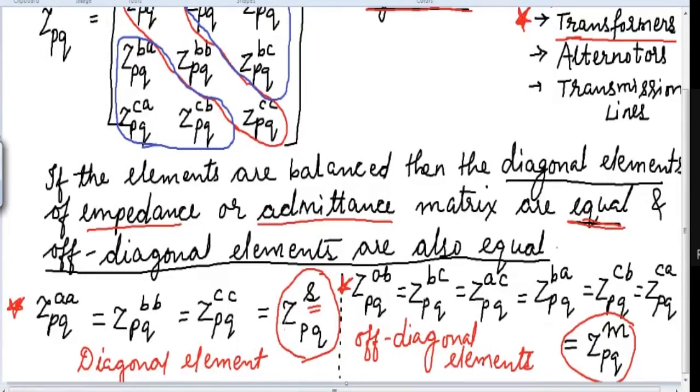ठीक है? S is for the self impedance. Similarly, जब हमने बोला कि ऑफ डायगोनल एलिमेंट्स भी इक्वल है एक दूसरे से, तो ऑफ डायगोनल एलिमेंट्स कौन कौन से है? ऑफ डायगोनल एलिमेंट्स आर ZPQAB, ZPQBC, ZPQAC, देन इनके रिवर्स, तो ZPQBA, ZPQCB और ZPQCA. So these are the off diagonal elements. So off diagonal elements को हमने स्पेशल नाम दिया है ZPQM. So this we have to remember. These are the off diagonal elements and these are the diagonal elements.